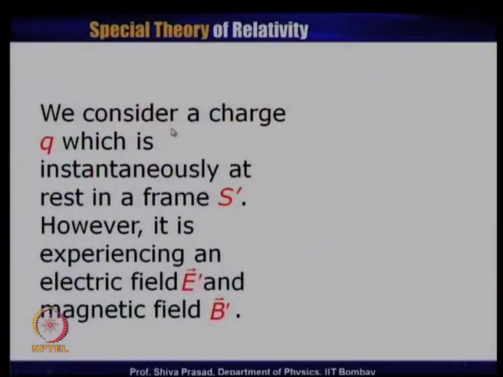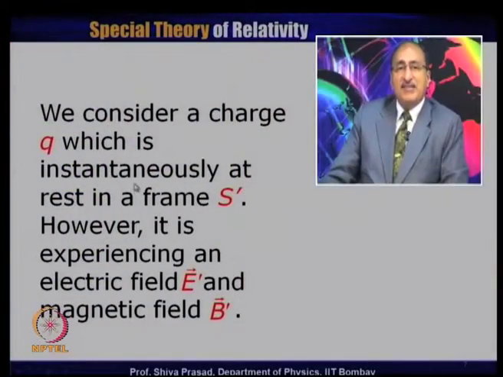Now, in this particular frame, I assume that the particle is experiencing an electric field, which I am writing as E prime, and it is also experiencing a magnetic field, which I am writing as B prime. So, the particle is instantaneously at rest in this frame, and it is experiencing an electric field and magnetic field given by E prime and B prime. So, let us read this again. We consider a charge Q which is instantaneously at rest in a frame S prime. However, it is experiencing an electric field E prime and magnetic field B prime.